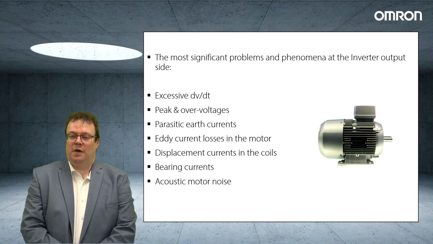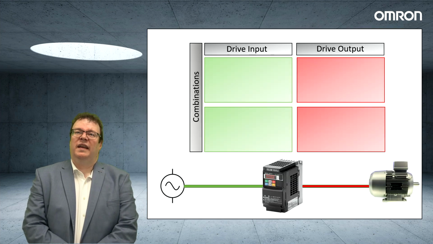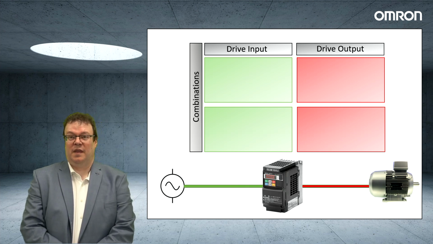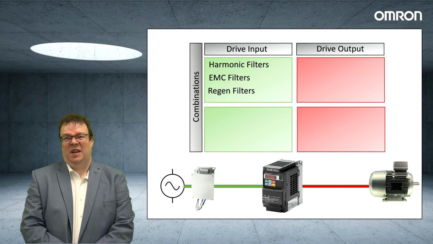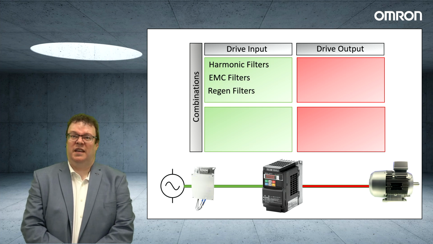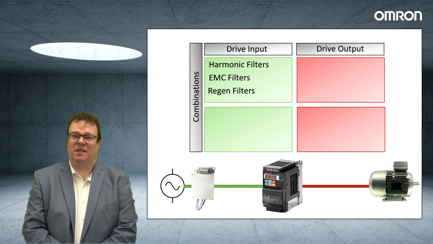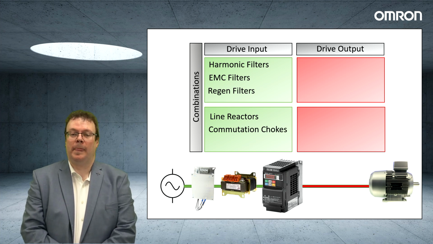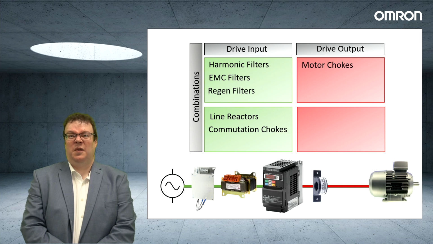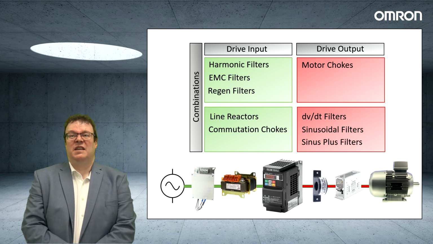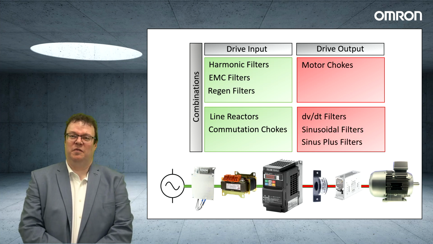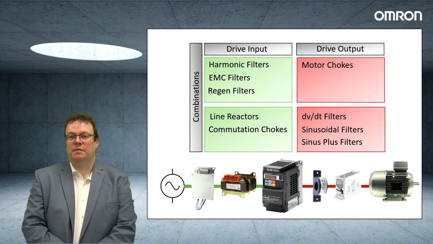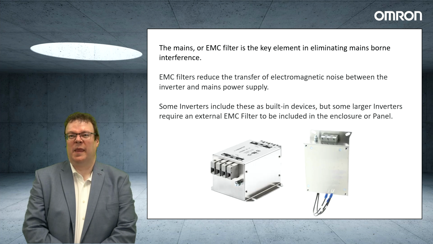Many of these problems, both on the input and the output side, can be fixed by the use of either one or a combination of filters. So on the drive input side, we can use harmonic filters, EMC filters, and regen filters, and we can use line reactors and commutation chokes. On the output side, we can use motor chokes, dV/dt filters, sinusoidal filters, and sinus plus filters. We're going to look specifically at the filter side today.